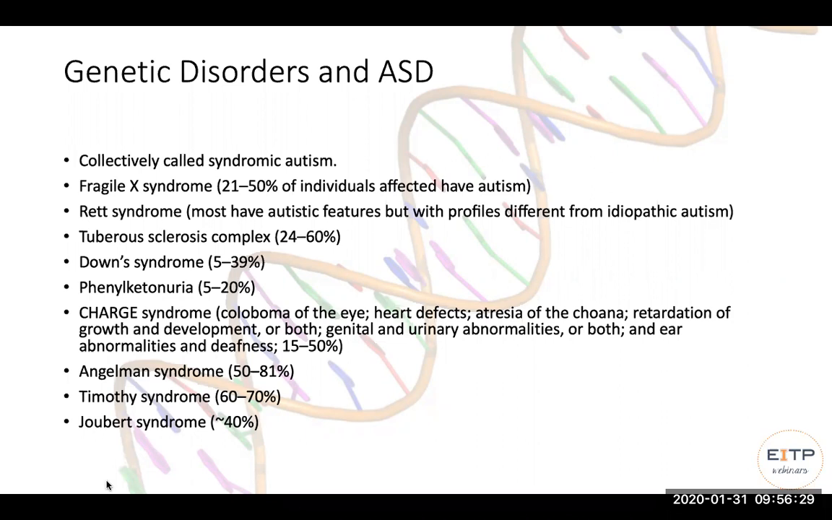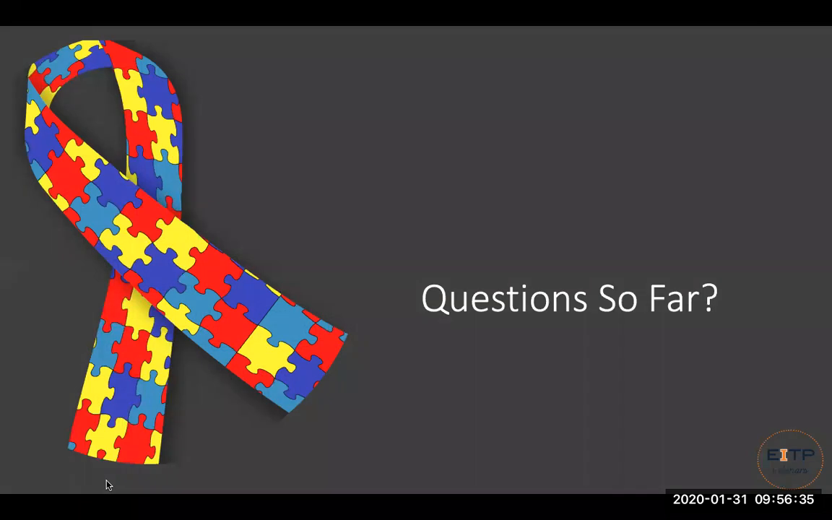I'm not going to dive into genetic disorders today because I want to go more into the comorbidities, the other comorbidities of autism. So, any other questions?